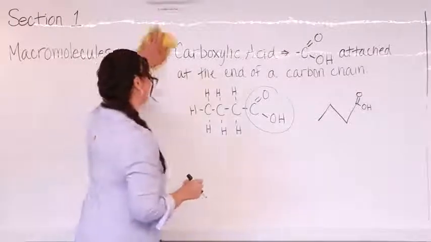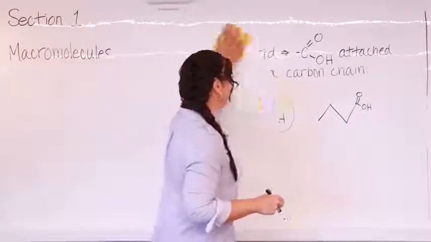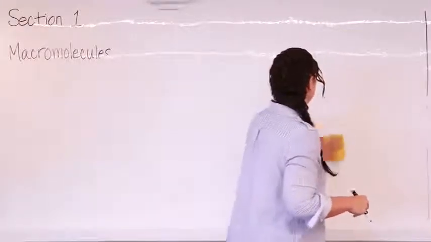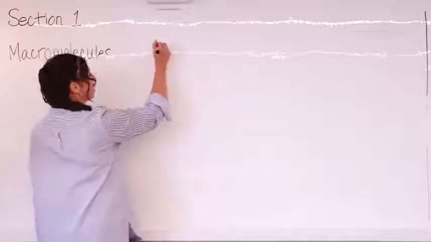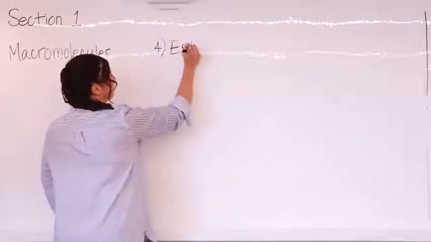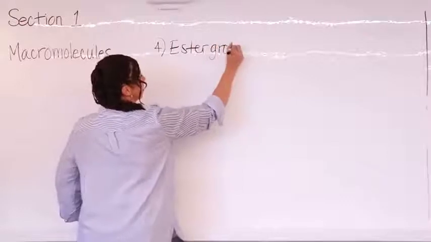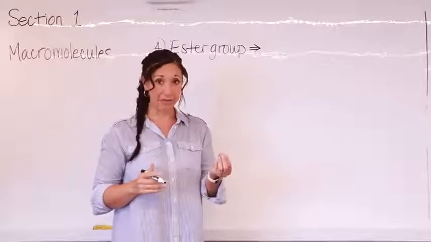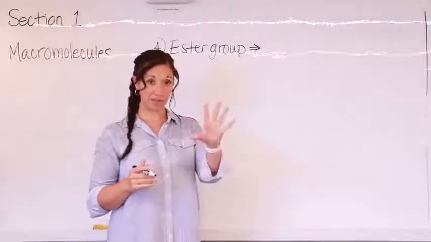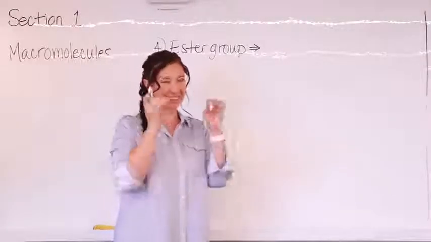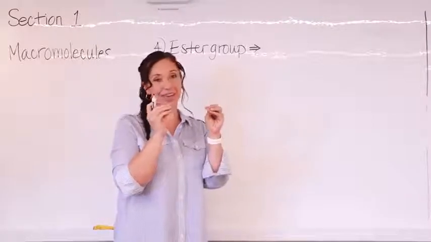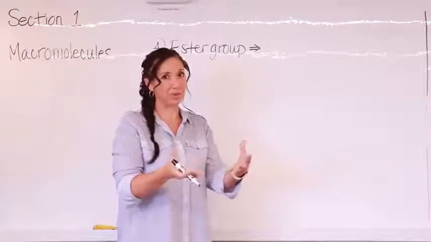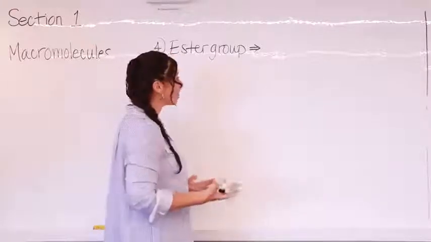The fourth one is an ester group, E-S-T-E-R, ester. Ester groups are interesting. I like those. I like them all. An ester is when you have your carbon and it's attached to a double bond oxygen and another oxygen. You're going to see how they're all very similar. So you've got to decipher between your carbonyl, your carboxylic acid, and your esters. You get used to it.